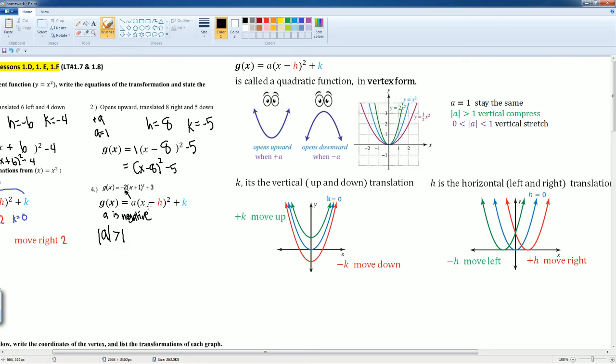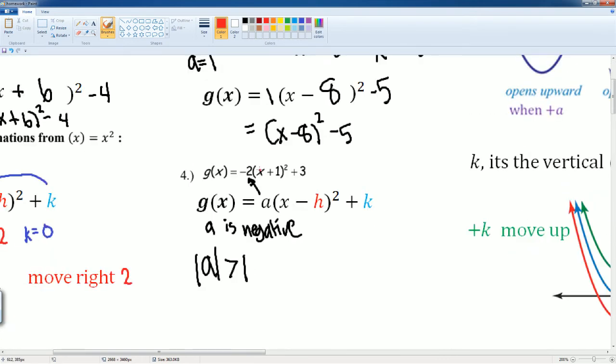And then H, let's look at it. All right, so H is negative 1. You're like, where's the negative 1 coming from? Well, do you see this? It's a plus. Okay, so it really looks like x minus parentheses negative 1. Remember there needs to be a negative here, x minus the h value. So h is equal to negative 1, and then your k looks like that is the value of 3.